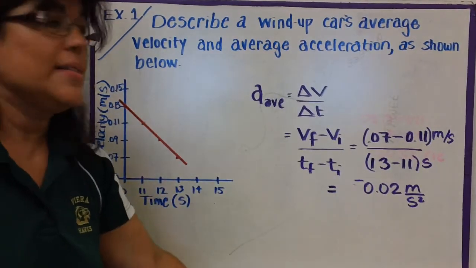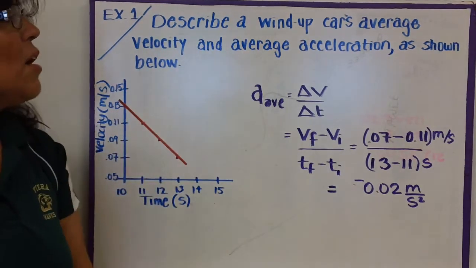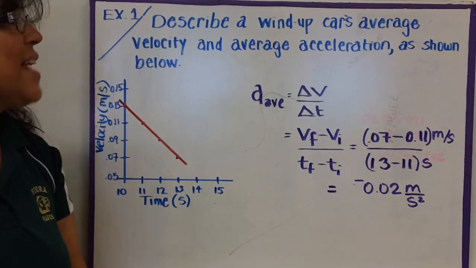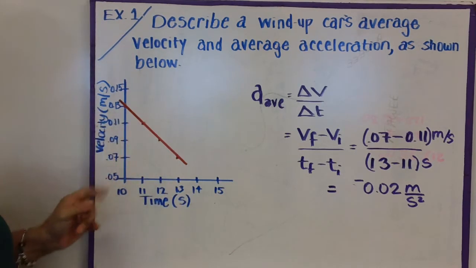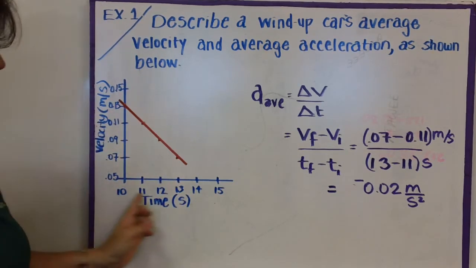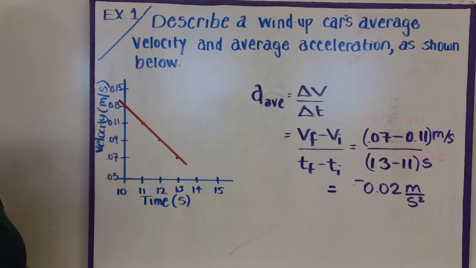Okay, so let's try an example. Example 1: Describe a wind-up car's average velocity and its average acceleration, as shown below. Well, first off, here's our graph. This is our velocity-time graph. Time is measured in seconds, velocity is measured in meters per second.